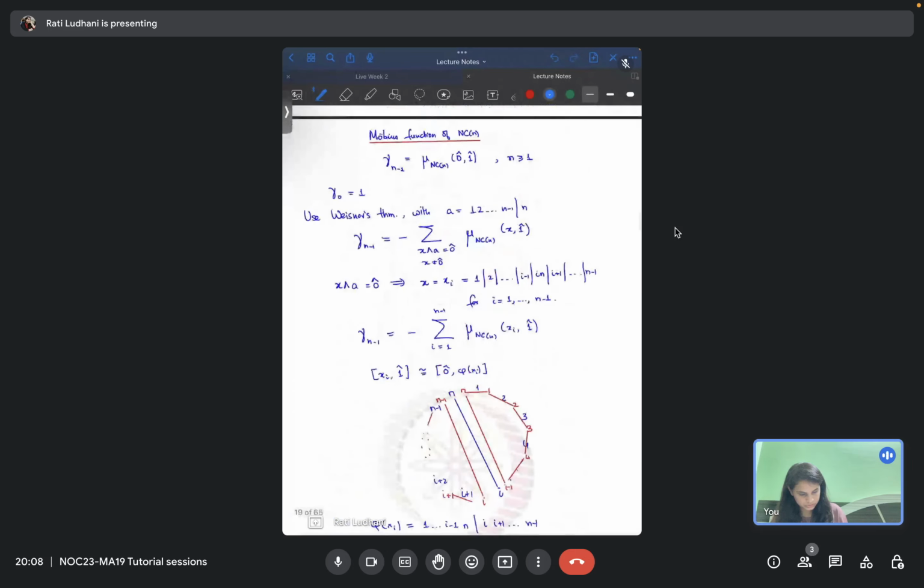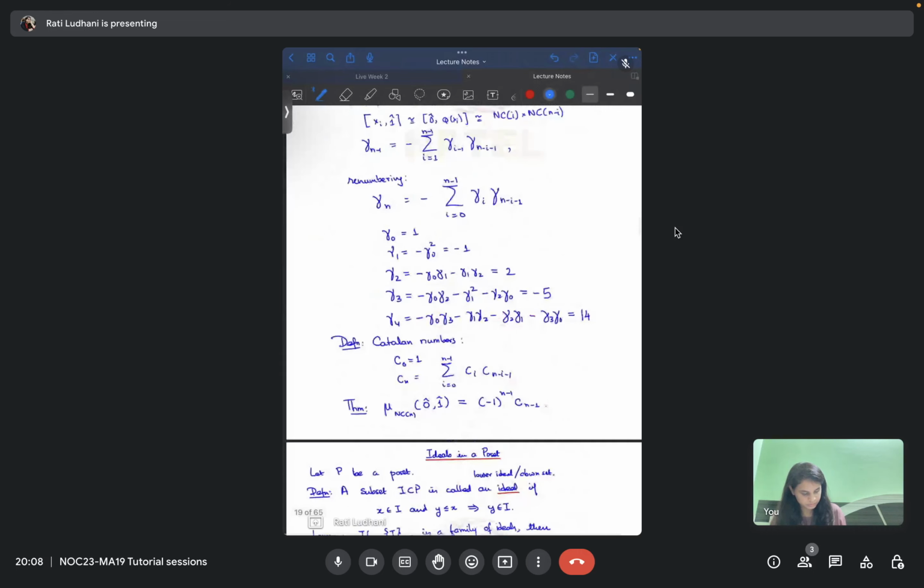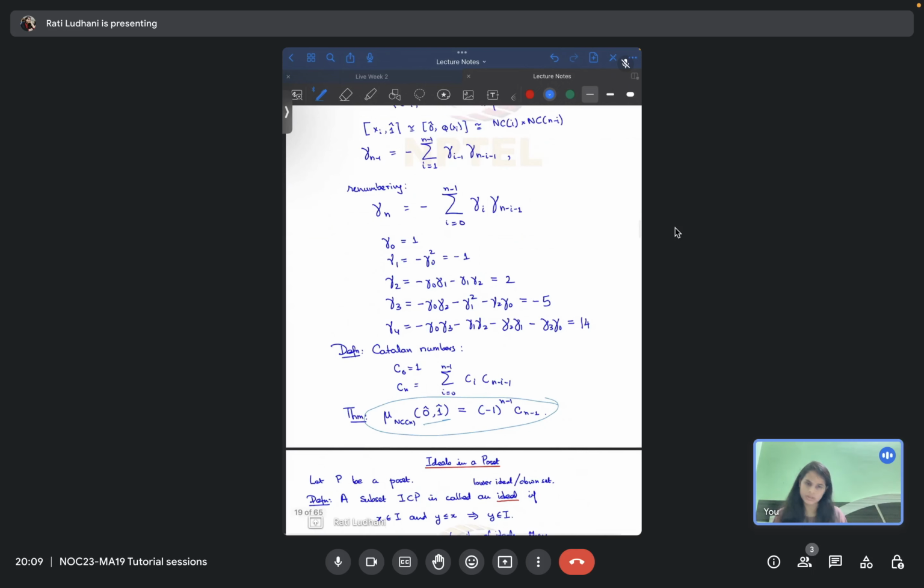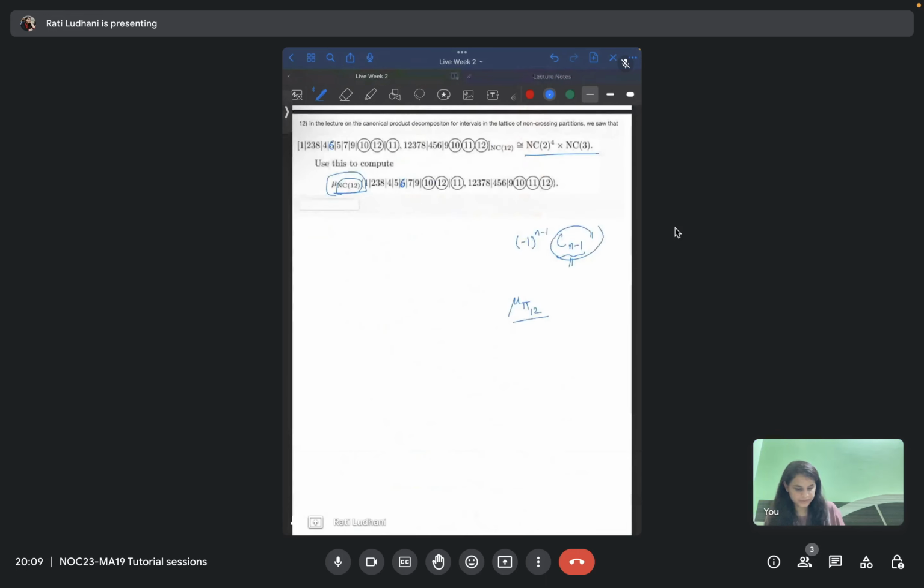So it says mu of this is minus 1 raised to power n minus 1 times C of n minus 1. Firstly you can again write it in the form of pi's, and then you have the 0 1 thing, the least element and the greatest element. Just use this and use the formula and you will be done. Just the calculation.